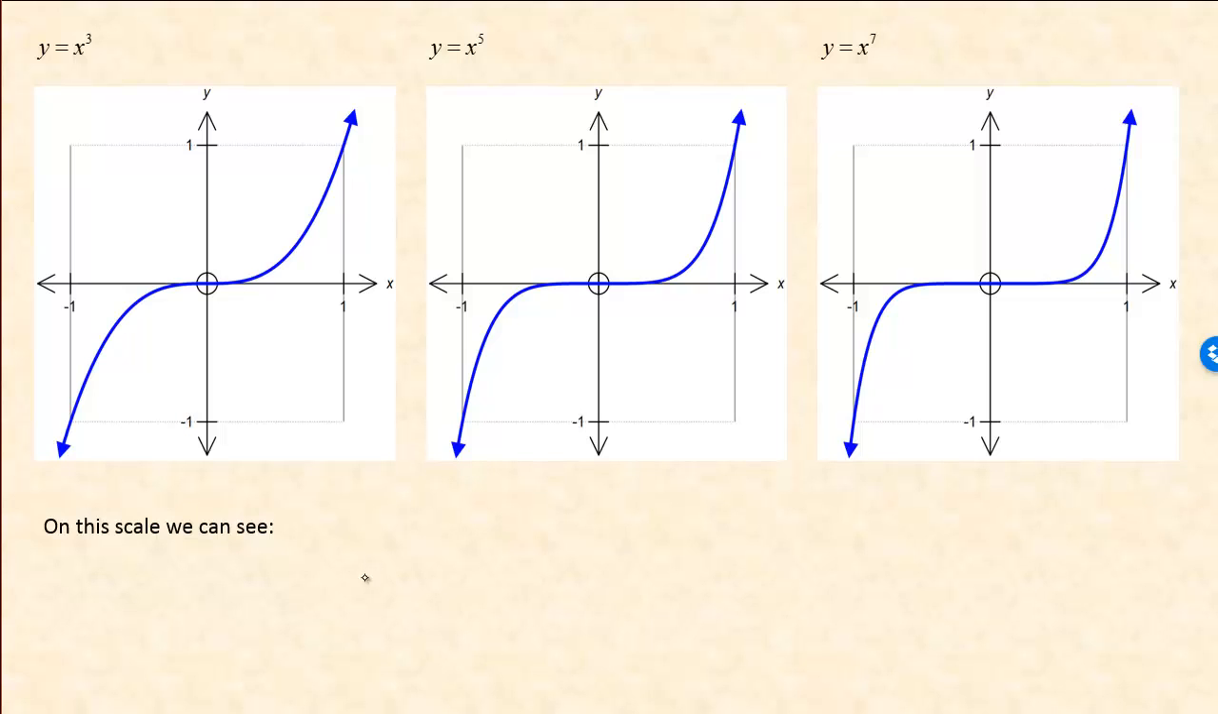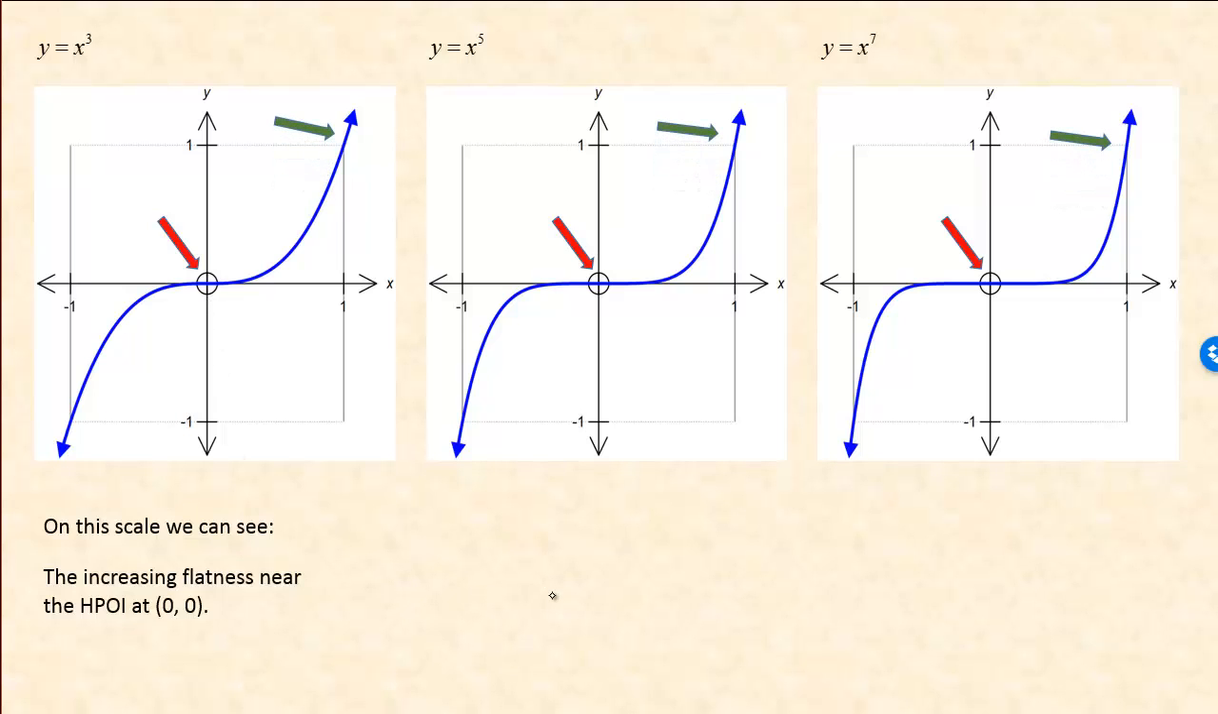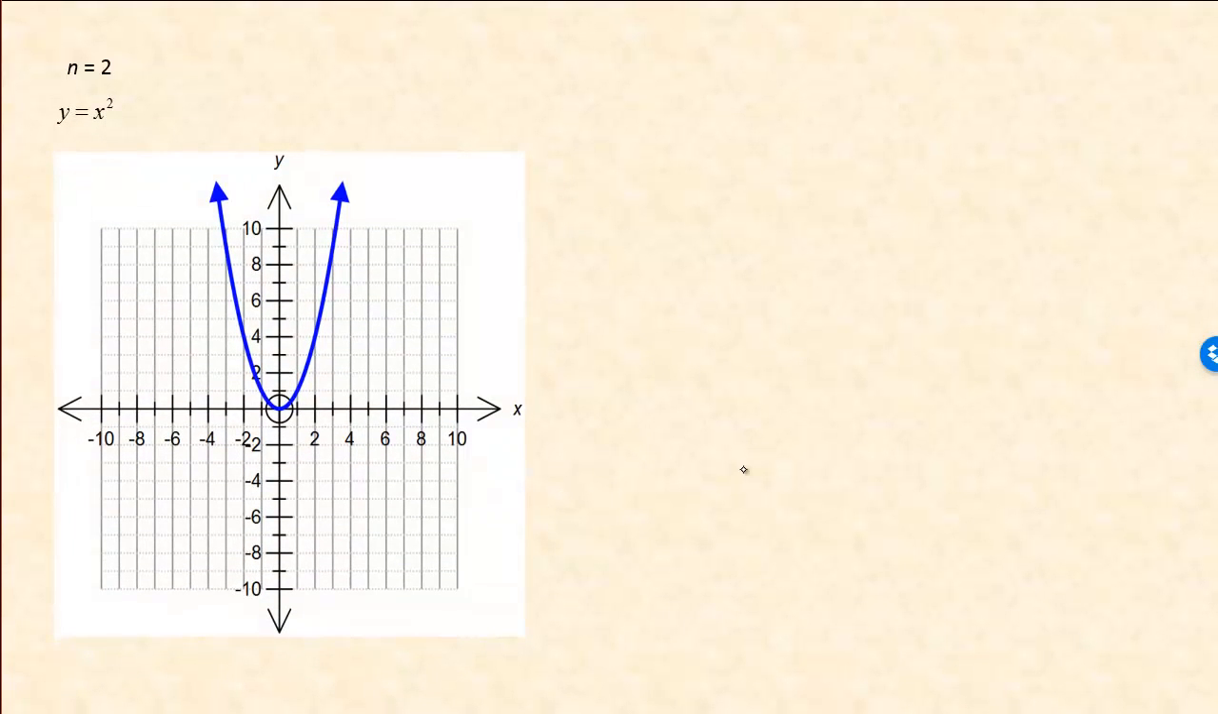So on this scale we can see the increase in flatness near the horizontal point of inflection at 0, 0. And we can also see how the curve goes more steeply through 1, 1 as n increases. Now let's look at some of the even powers. So if n is 2, y is x squared, and this is a curve you should know very well.